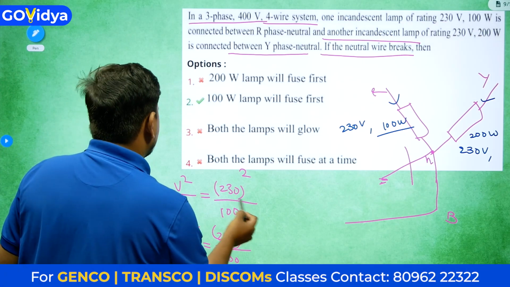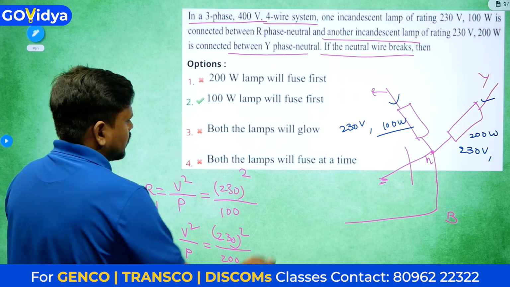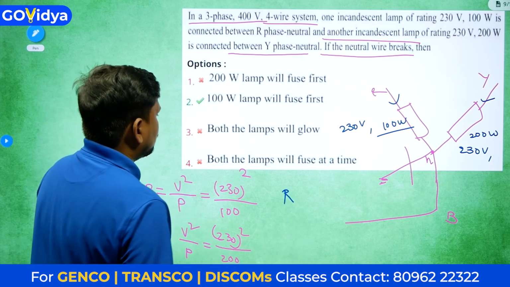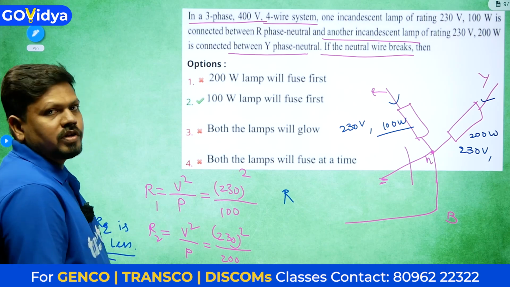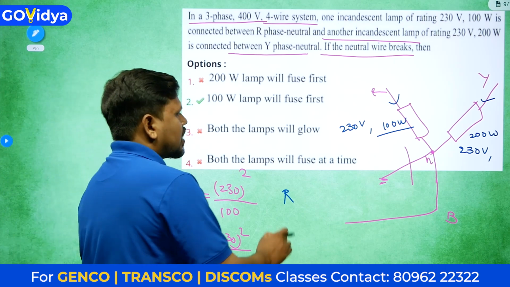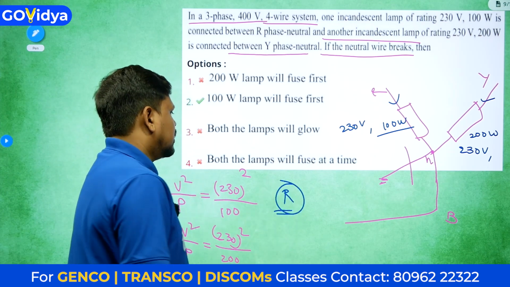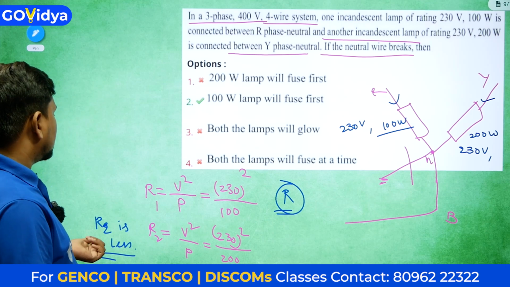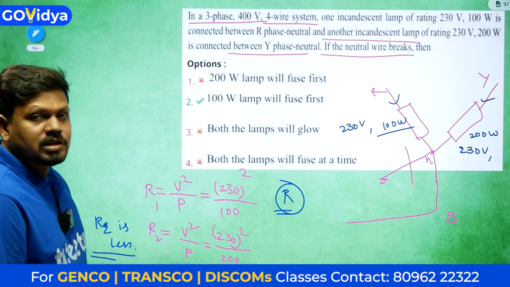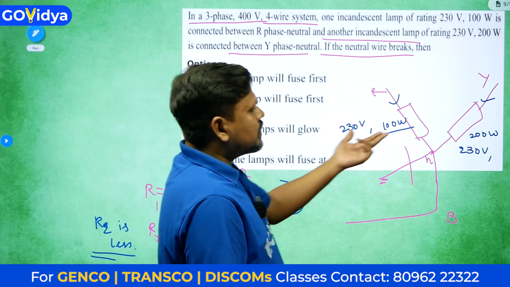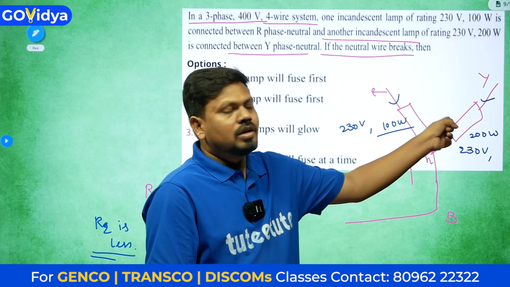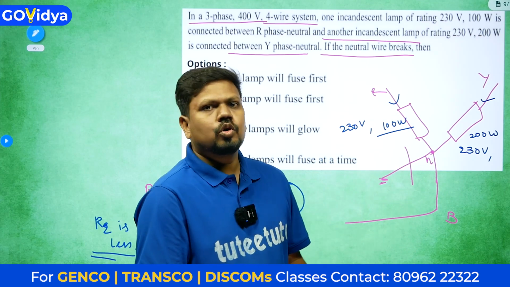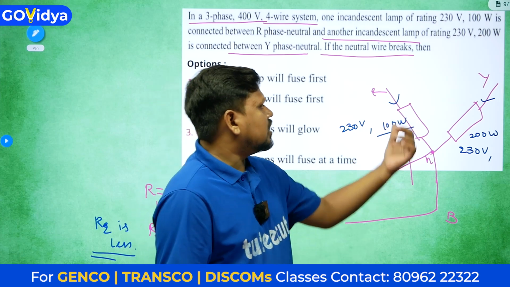So let's understand R1 and R2. R1 is 230 volt divided by 100, and R2 is 230 volt divided by 200. Here we can compare the R1 and R2 values. R2 value is less, which means it can accommodate normal current, and it is taking extra current. But observe this: more heat will be dissipated in the first bulb.